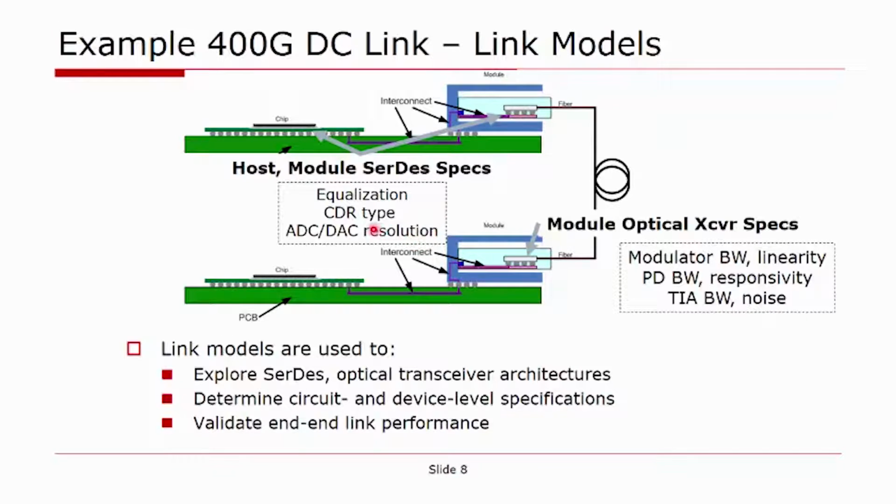What kind of equalization to use, what kind of ADC, DAC resolution to use, and so forth. So link models allow us to define some of the key aspects of the SerDes architecture. They also allow us to translate higher level specifications that are specified in the standards into lower level circuit level specifications like PLL jitter, the clock distribution, jitter amplification, and the TIA noise, and so forth. Of course, they also allow us then to validate end-to-end link performance at a much greater level of detail than what the COM models do.